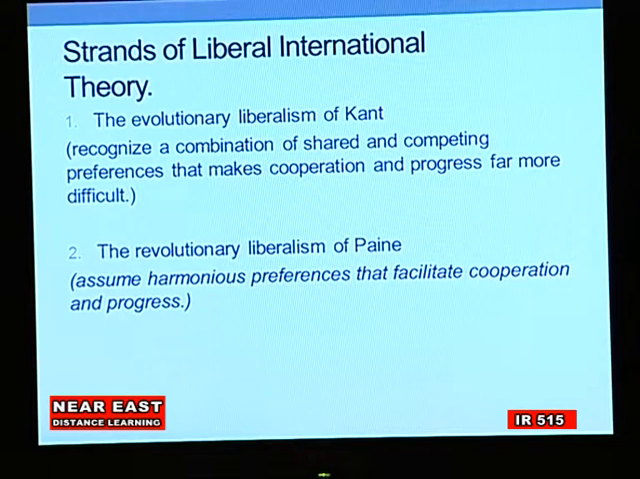When we take a look at strands of liberal international theory within that perspective, it's possible to see that we have two different strands. The evolutionary liberalism of Kant appears to be the first one, and the second one is the revolutionary liberalism of Paine. According to the first strand, which derives from Kantian understanding, this perspective recognizes a combination of shared and competing preferences that makes cooperation and progress far more difficult. Whereas the revolutionary liberalism of Paine puts forward that harmonious preferences facilitate cooperation and progress.